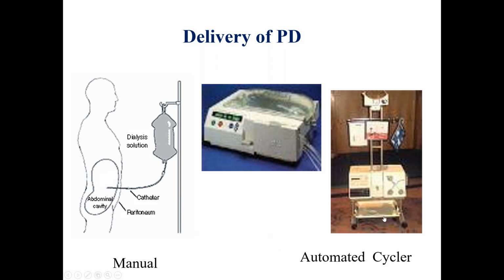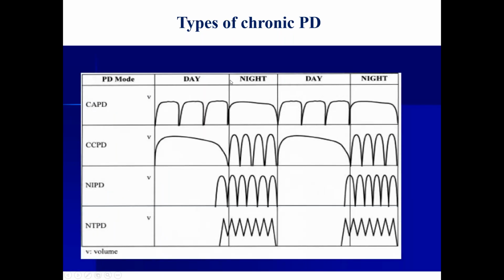But now we have automated cyclers also, which can be used for providing automated cycles of peritoneal dialysis. You can use an automated cycler for that purpose. And this is very useful, especially in young children where the metabolic rates are very high. So if you look at the types of chronic peritoneal dialysis, you essentially need 3 cycles of peritoneal dialysis during the day, and you need 1 long peritoneal dialysis during the night, so that the children as well as the parents can sleep throughout the night.